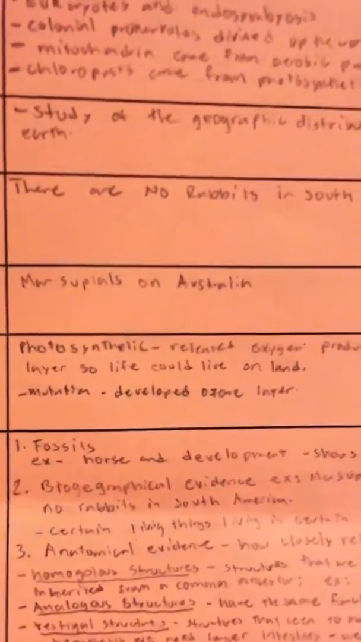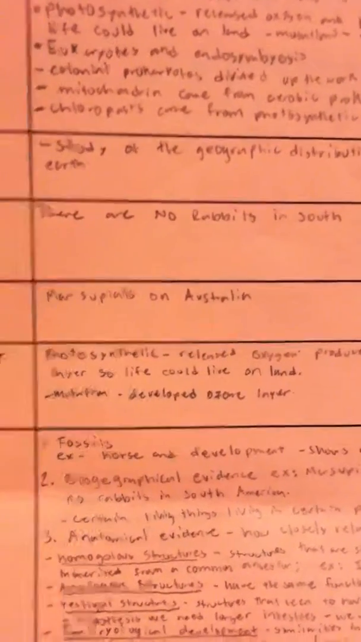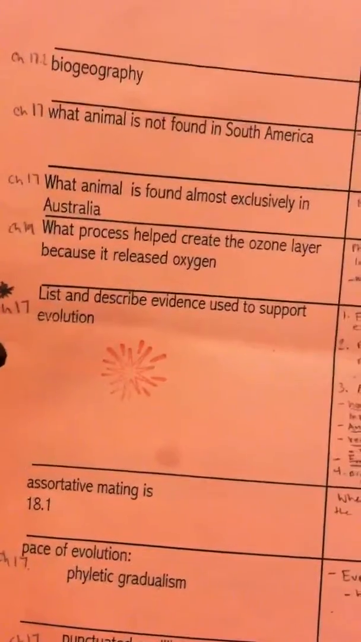Then we have photosynthetic, released oxygen, produced the ozone layer so life could live on land. Then again, he has that mutation thing that developed ozone layer, and I don't really know what he's talking about. But I didn't read or anything, so he could be right. But then for listen, describe evidence used to support evolution, we have fossils. An example is horse evolution.